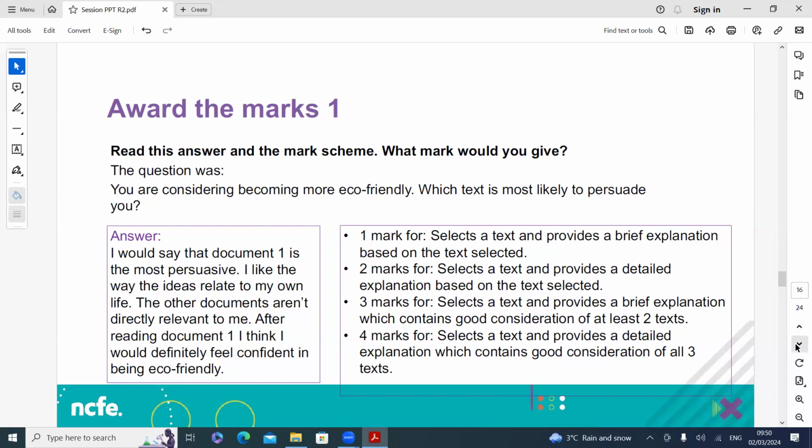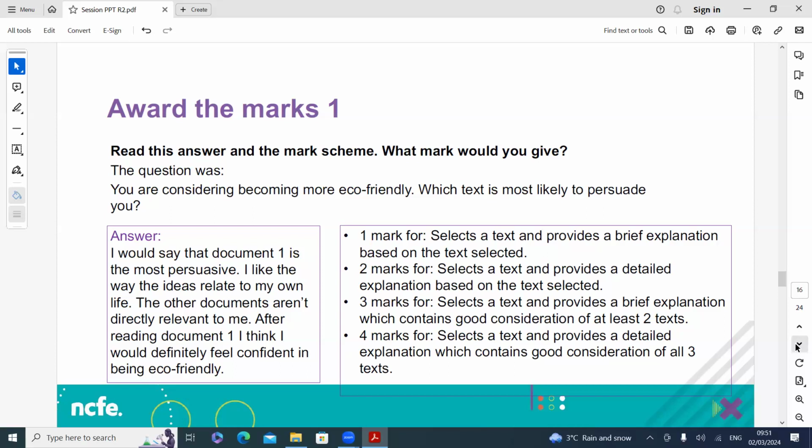Selects a text and provides a detailed explanation. Is that detailed? No, it isn't. Well done. Straight away, you could recognise that. So it's just a brief explanation. So we can't move on to 2 marks. So this answer would only get 1 mark.